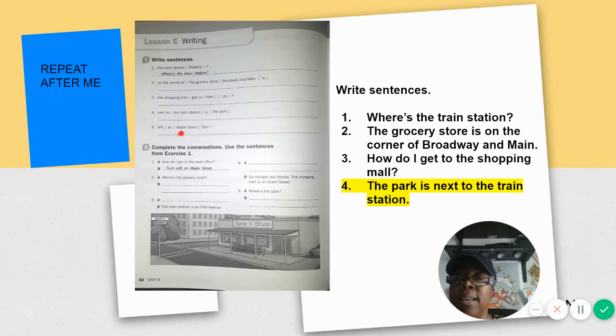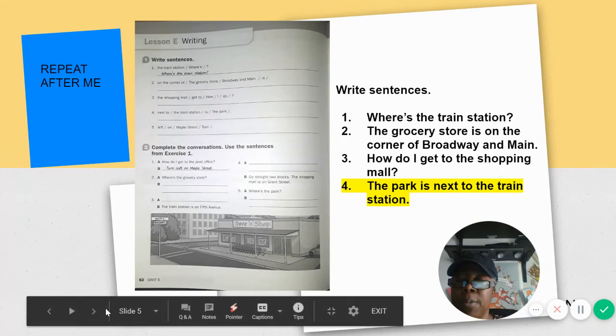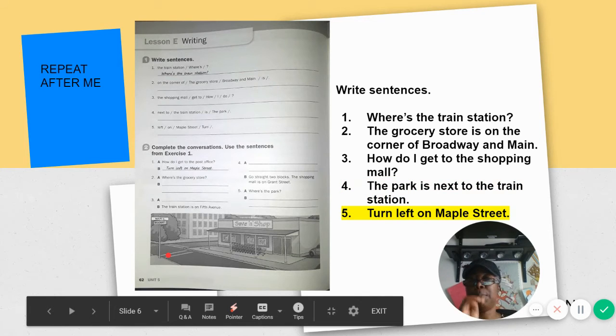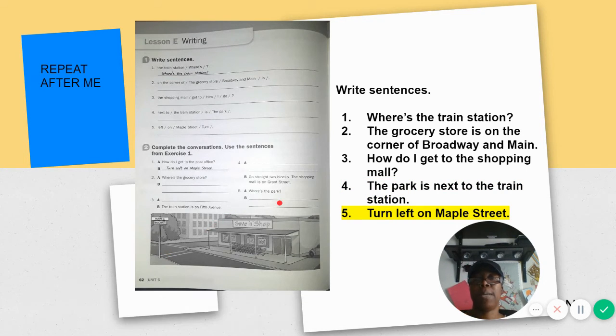Left on Maple Street and turn. So what do? Turn left on Maple Street. Turn starts with a capital letter, so it's turn left on Maple Street. Okay? Turn left on Maple Street. Okay, repeat after me. Turn left on Maple Street. Very good. All right, let's go to our next exercise.